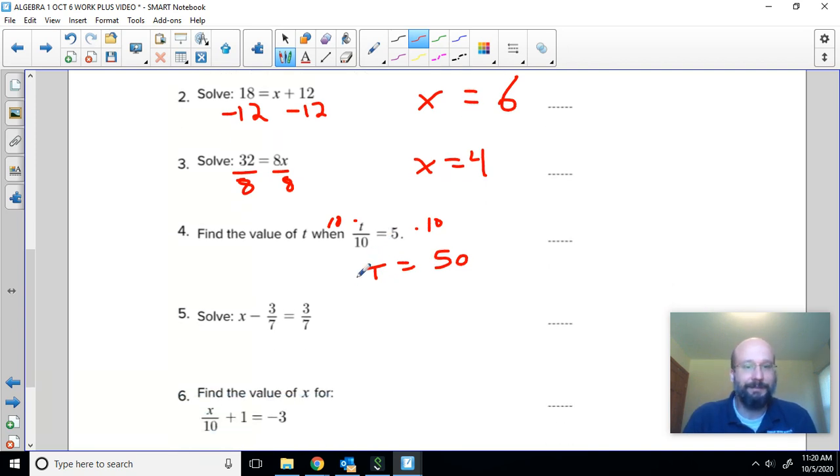I threw in this one here because it's fractions. You're still solving it the same way. It's just fractions, so it's a little bit harder. This is x minus 3/7 equals 3 over 7. So you add 3/7 to both sides.